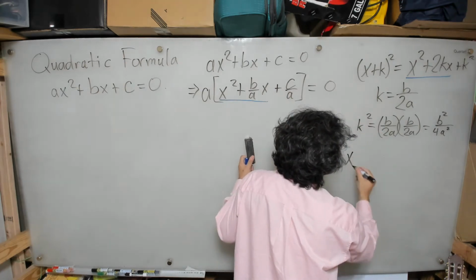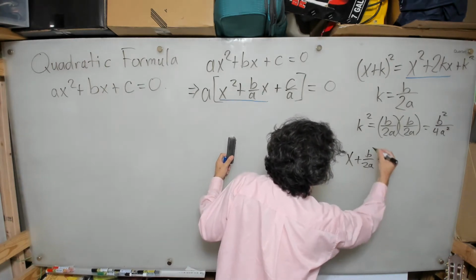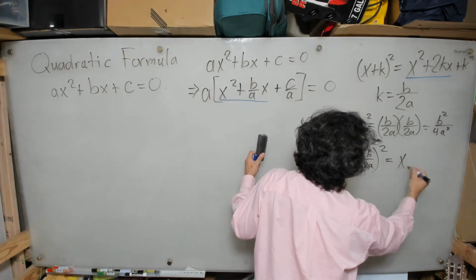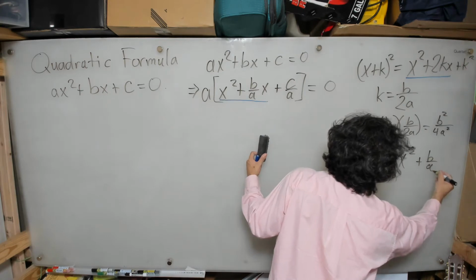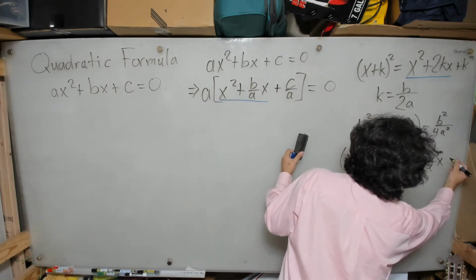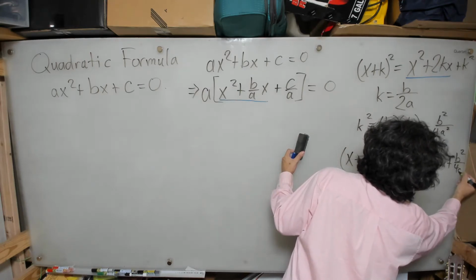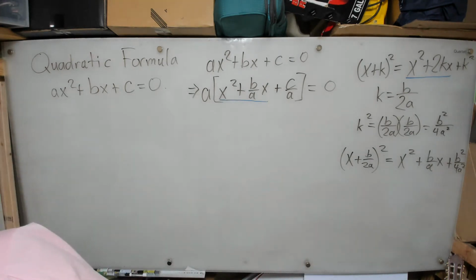So x plus b over 2a, when I square that, I'm going to get x squared plus b over a times x plus b squared over 4a squared. Okay? Okay, perfect.